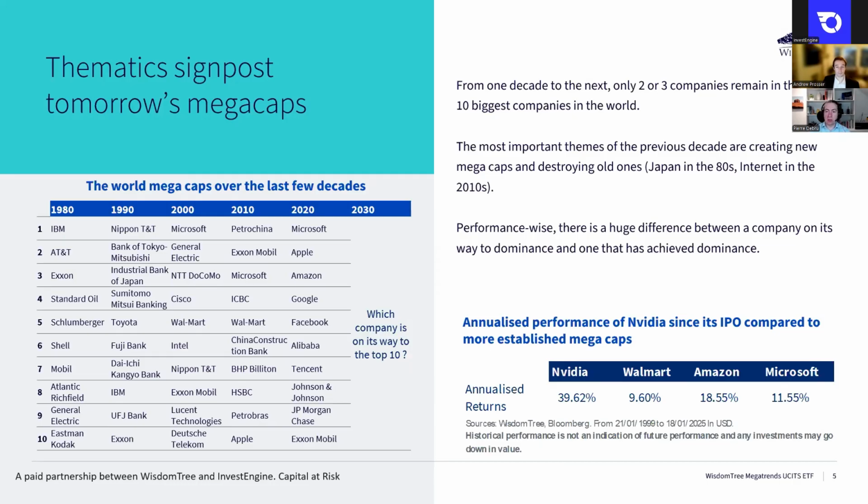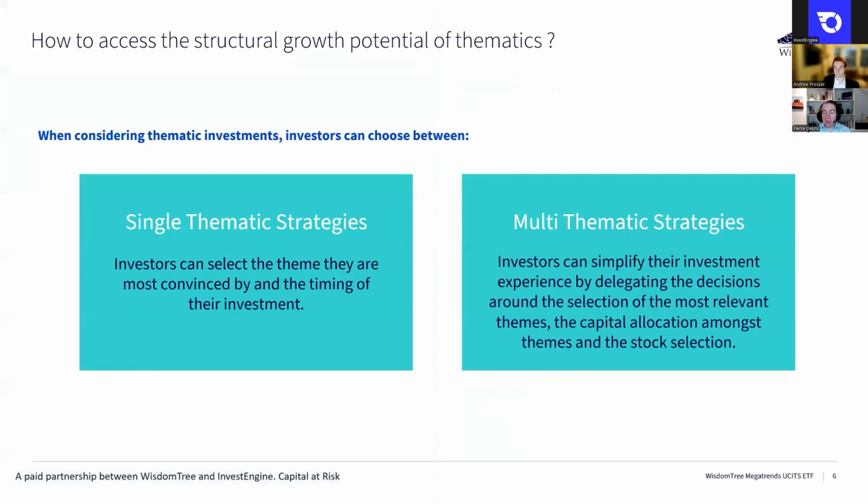So very much by investing in those trends early, you can potentially invest in those mega caps of tomorrow early and so benefit from their exponential growth. Now, if you look at the next slide, how can you, as an investor, invest in thematics? There are really two avenues that are open to you: single thematic strategies or multi-thematic strategies.